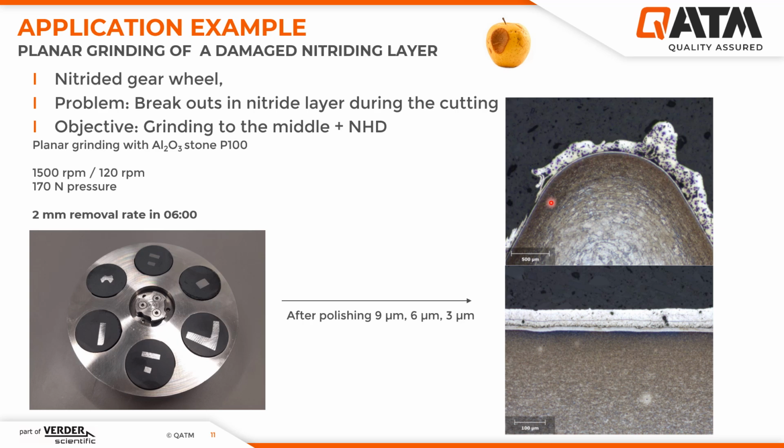As you can see here, aluminum foil was used to protect the nitriding layer on the edge of the sample. And as you can see on the right corner, the aluminum foil also protects the nitriding layer, and the sample can be prepared without any problem, and the grinding can also be done without any problem.